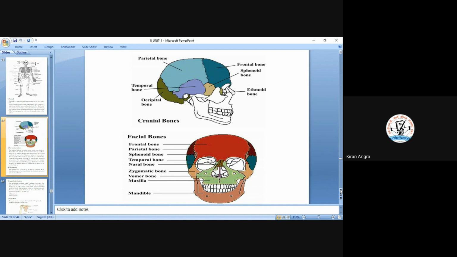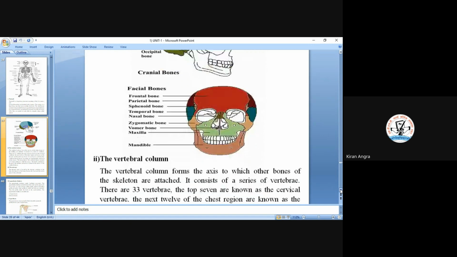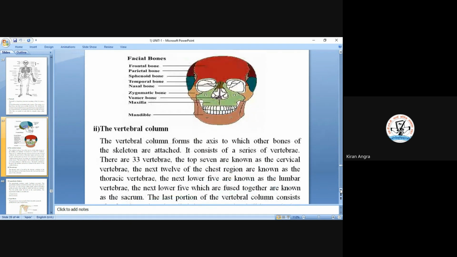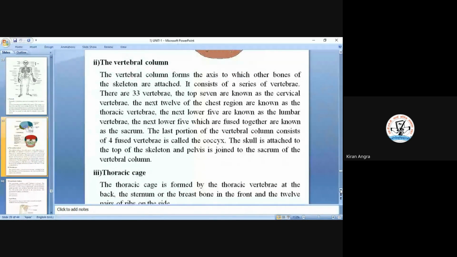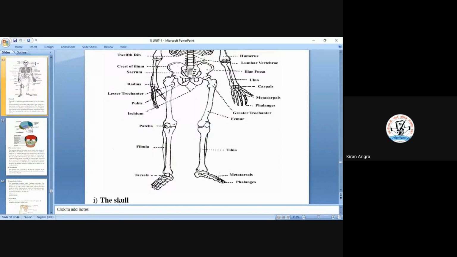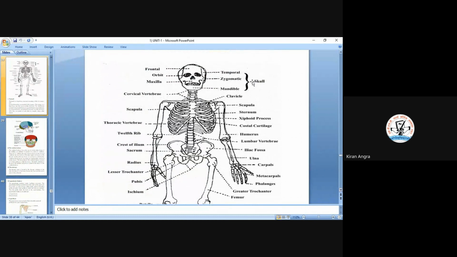Then the part of this axial skeleton is the vertebral column. Yes, go down. The vertebral column forms the axis to which other bones of the skeleton are attached. You just see the skeleton, a human figure. This is the vertebral column, forming the axis. On one side you are just seeing there is a head. It consists of a series of vertebrae.